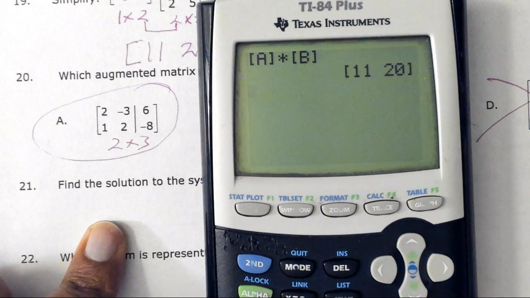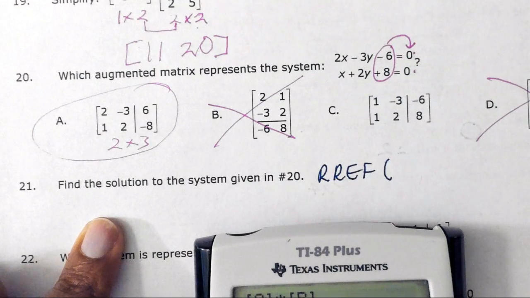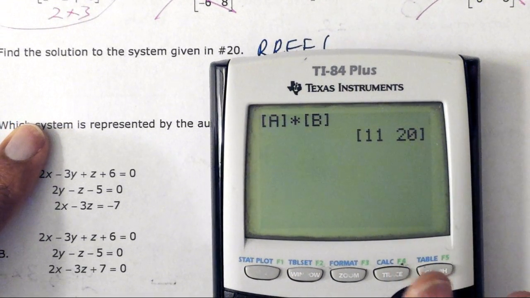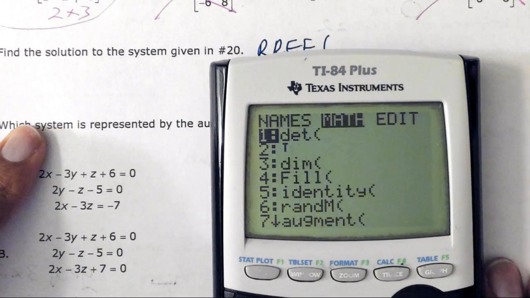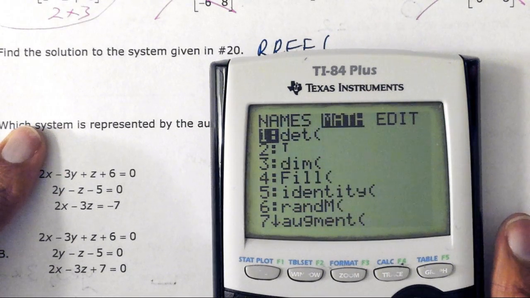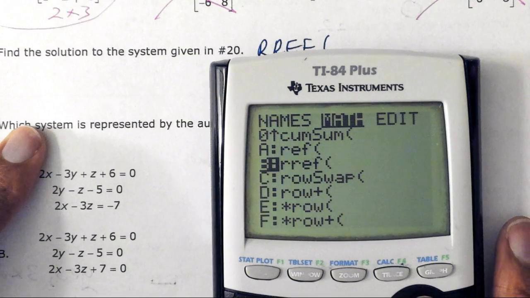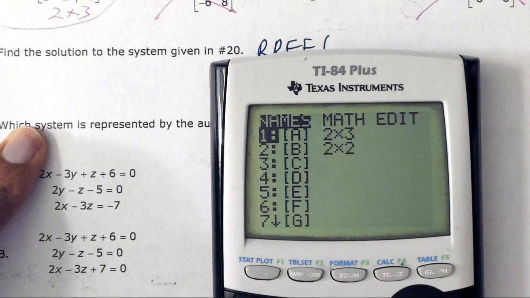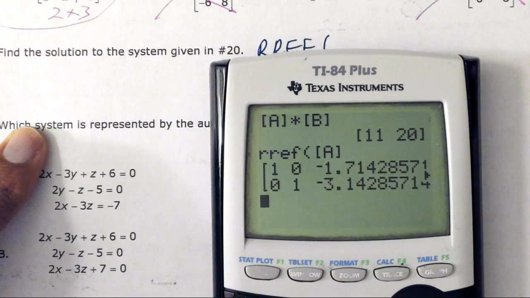Once you're done, don't forget to second quit out of this screen. That is crucial. And now we're going to go and choose our RREF function. To do that, we are going to press that second matrix and go over to math. Go up until you see RREF, not REF, RREF. Press enter, and now we need to select our desired matrix. Second matrix, we're going to choose matrix A, that's where we just placed it, and press enter.